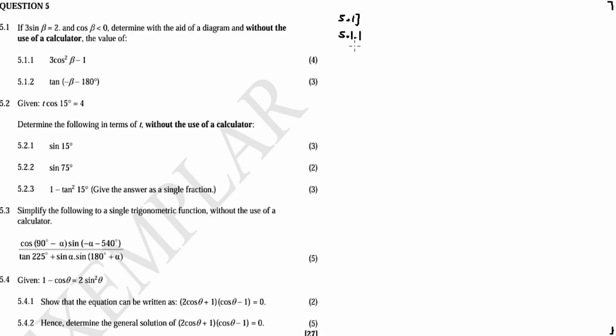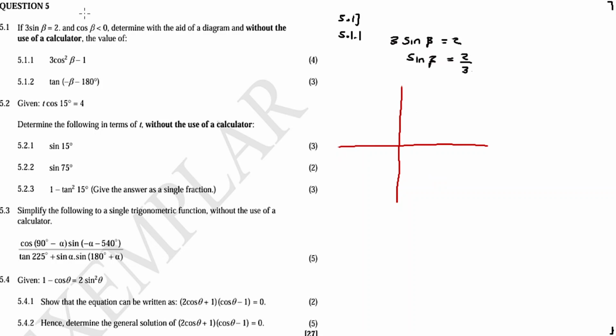So the first thing is to simplify this by dividing both sides by 3, so that we get the value of sine beta. What is the value of sine beta? Next thing, draw a diagram. When you draw your diagram, you look for a quadrant. You must draw a triangle in quadrant 1, 2, 3 or 4 depending on the information given.